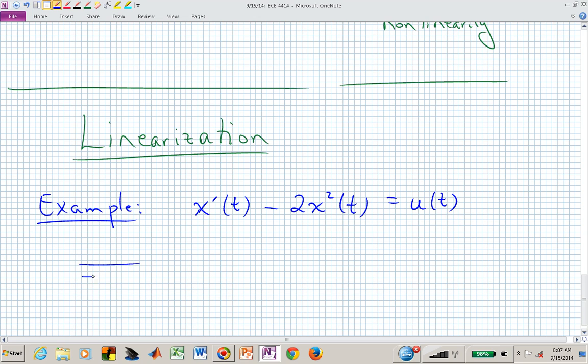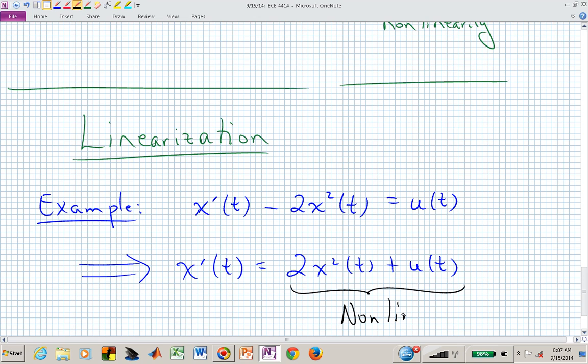We will typically write our dynamics such that the derivatives are on the left and everything else that drives it is on the right, meaning this system now could be written as the time rate of change of the state variable, x, is equal to 2 times that state variable squared plus the input u. And that particular right-hand side makes this whole dynamic system nonlinear because of that x squared term.